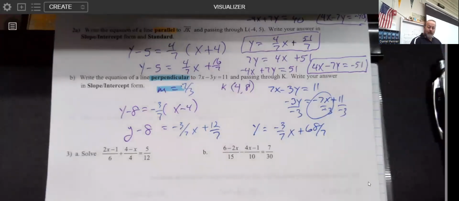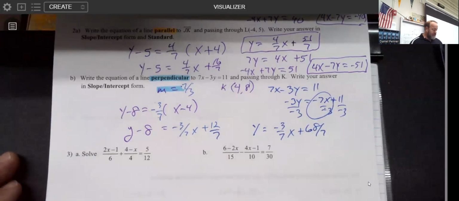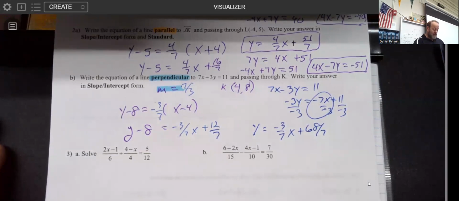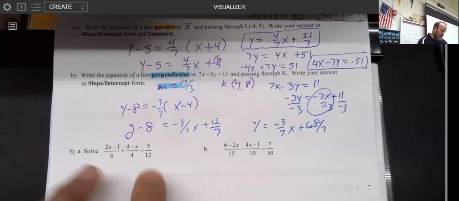Okay, so let's take a look at problems 3 and 4 off of that review. These are fairly straightforward equation-based problems. On a problem like 3a, the thing I would want to do is a fraction buster. So I would choose to multiply each one of these pieces by 12.